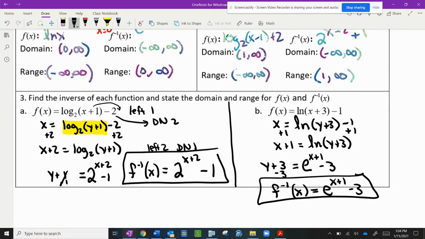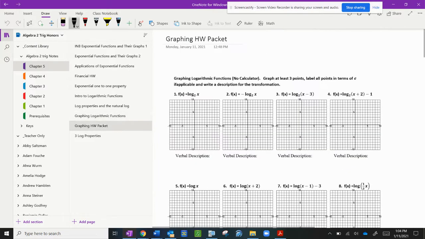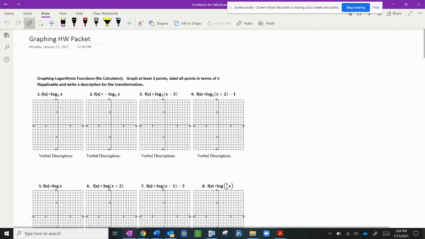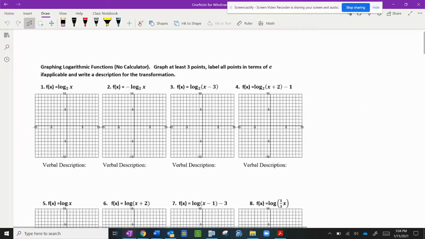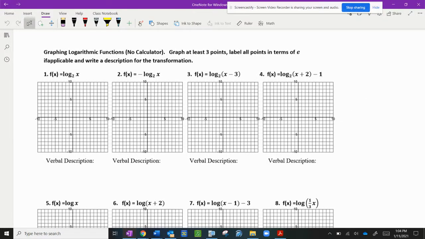But before I get moving too forward, I wanted to go over a couple homework problems with you all, because you'll be working on this graphing packet for the next couple of days. And so I wanted to go over a couple because we hadn't really gone over these transformations. Notice that this is log base 2, and this one is the parent function. So you're always going to start off with the parent.